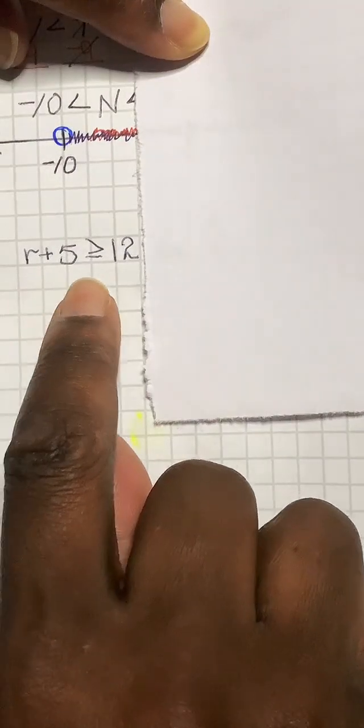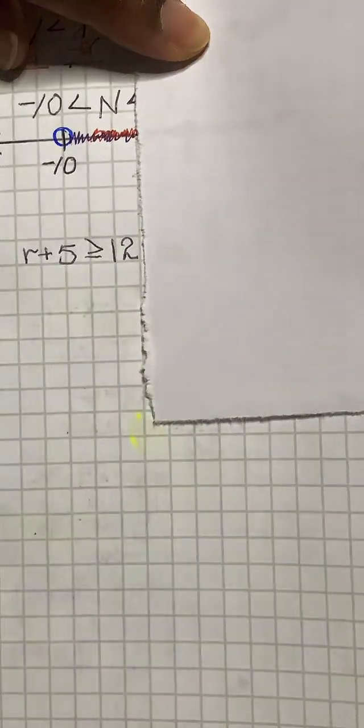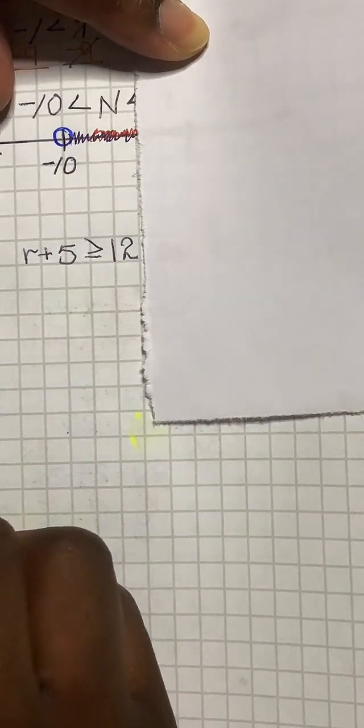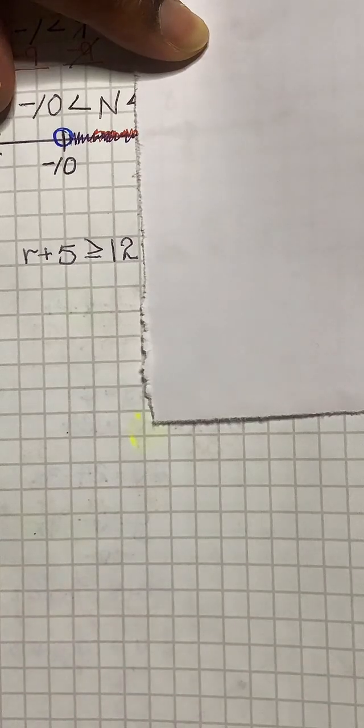We have r plus 5 is greater than or equal to 12. What are we going to do first? Nicole is saying minus 5. Danny, minus 5. C4, minus 5. All right, good. Boots, yep. Kimberly, subtract 5. Good.